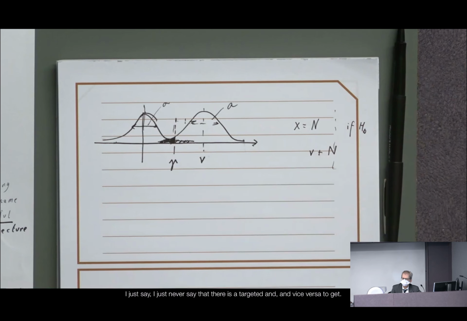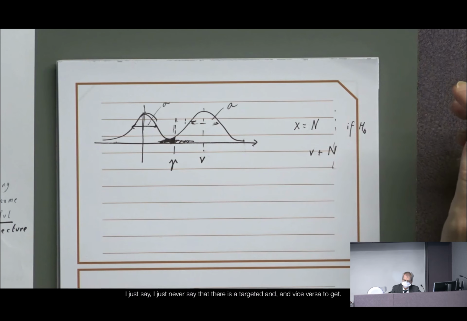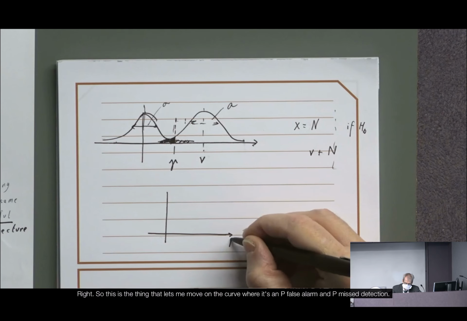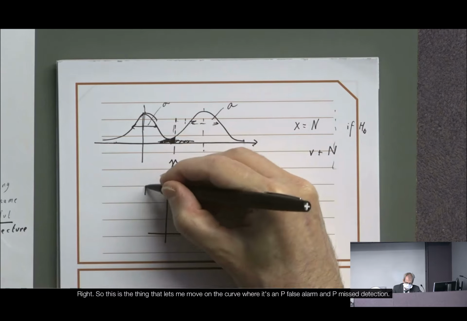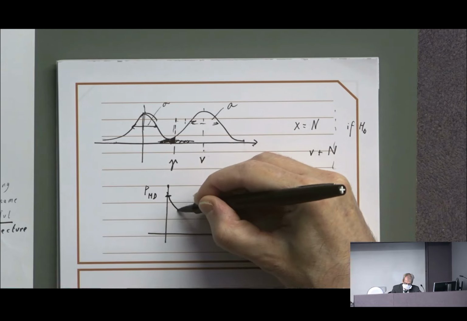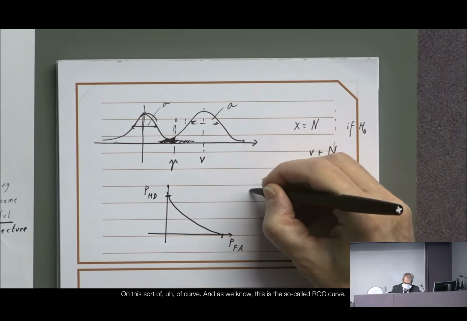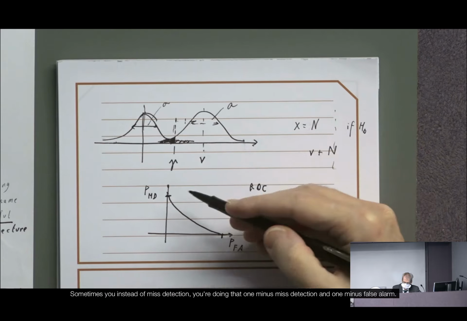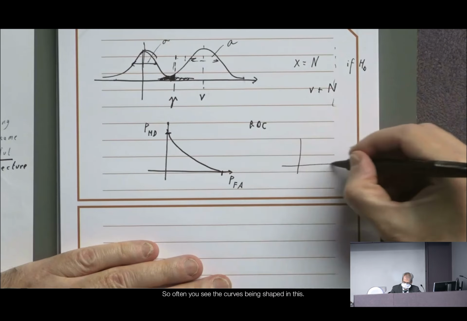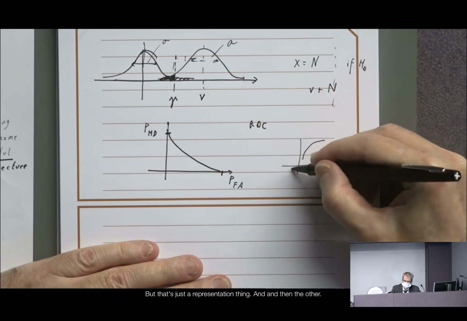Right? I just never say that there is a target hit, and vice versa again. And so this is the thing that lets me move on the curve, where it's a P false alarm and P missed detection, and I'm always going to work here on this sort of curve. And as we know, this is the so-called ROC curve. Sometimes, instead of misdetection, you're doing 1 minus misdetection and 1 minus false alarm. So often you see the curves being shaped in this way, but that's just a representation thing.